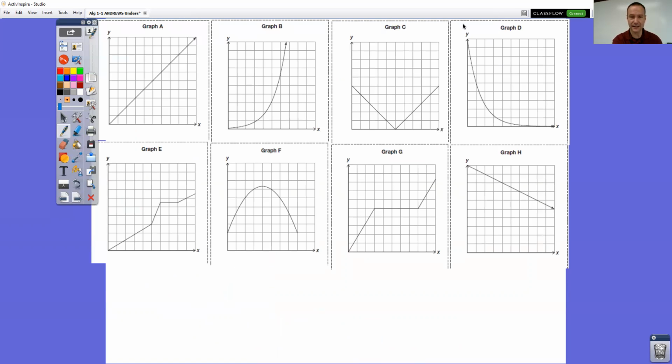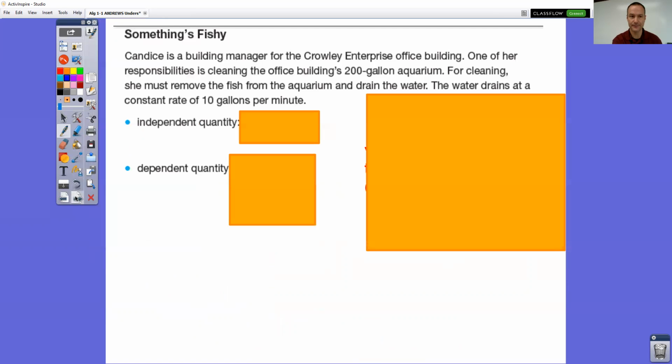So now we're going to look at some different graphs, and we have to match the graph to the scenario. So this first one says something's fishy. Candace is a building manager for an office building. One of her responsibilities is cleaning the office building's 200-gallon aquarium. For cleaning, she must remove the fish from the aquarium and drain the water. The water drains at a constant rate of 10 gallons per minute.